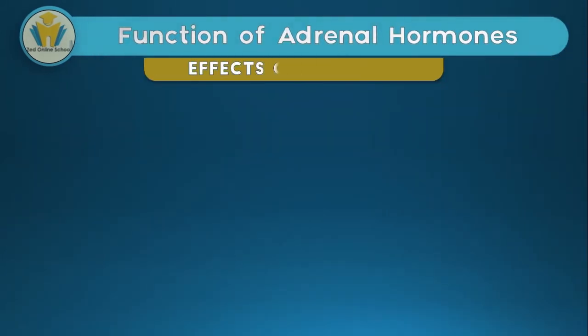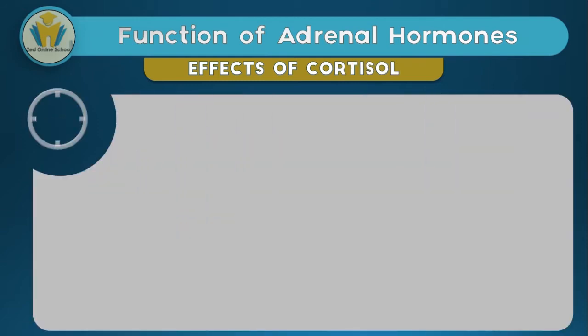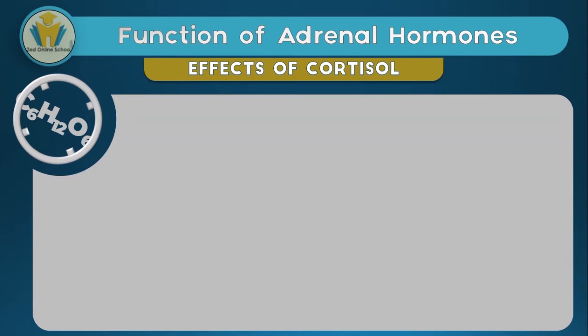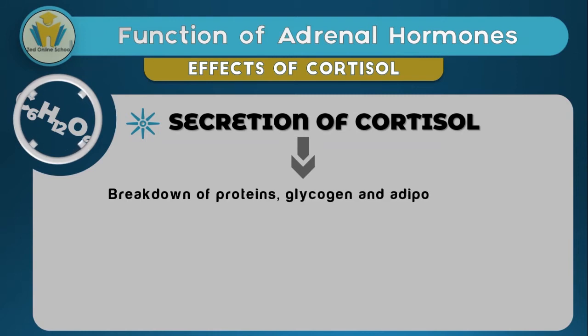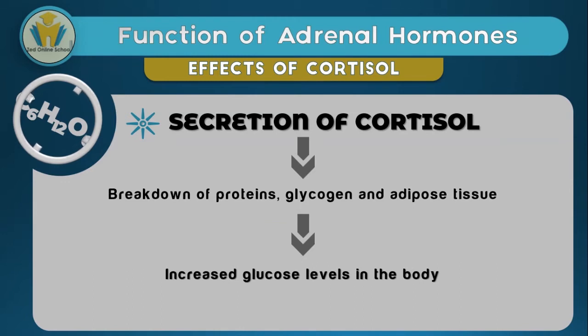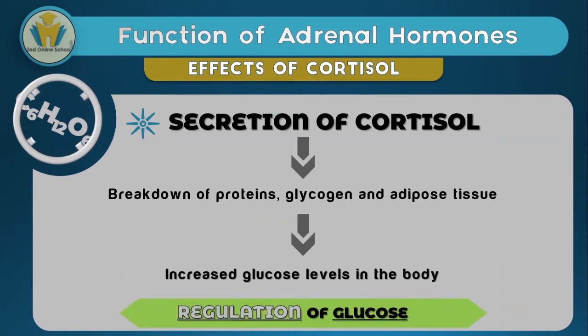Now, what are the effects of cortisol? Well, what happens when cortisol is secreted is the following. We've got breakdown of proteins, breakdown of glycogen, the breakdown of adipose tissue. What you notice about the breaking down of these structures is that we'll have glucose. Therefore, secretion of cortisol brings about increased levels of glucose in the body. And it's as simple as that.